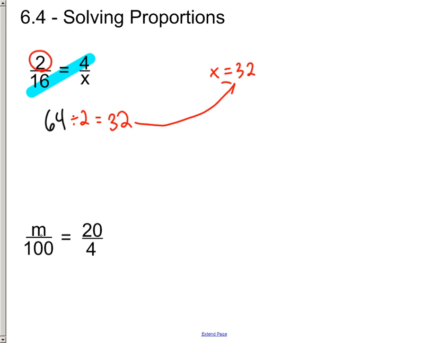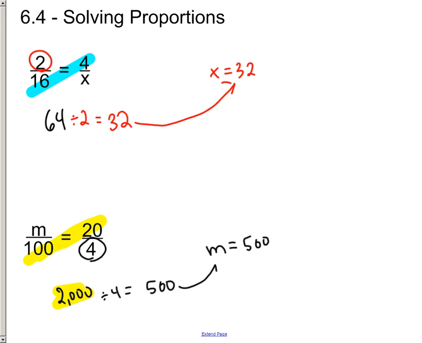Don't worry about that. Find the two numbers that are across from each other. 100 times 20. Let me check that on my calculator. Yeah, it's 2,000. So 100 times 20 is 2,000. And then we have the 4 left over. There's no partner there to multiply with that. So we're just going to divide it by 4. And we get 500. So m is equal to 500.